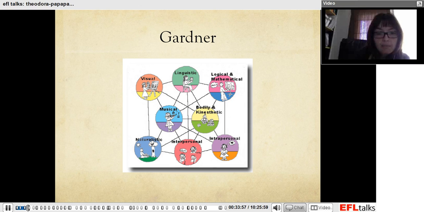Also naturalistic, the people who learn when they explore the environment. So maybe you can take your students to the park and analyze vocabulary from there, like bench, tree, etc. The interpersonal students work better in a group, and the intrapersonal students work better alone. So if you have intrapersonal students, you could give them quieter tasks to do, or something that doesn't have to do with a lot of movement and with a lot of people.